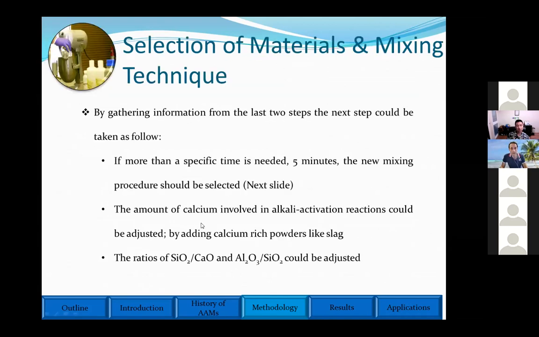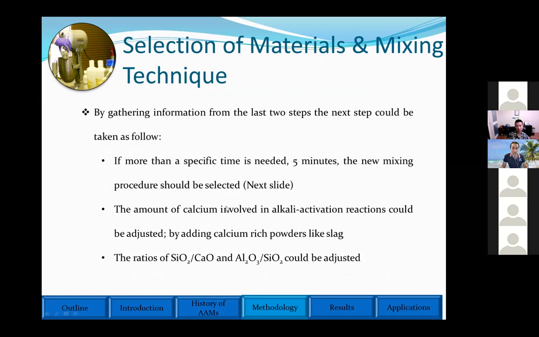And then by gathering the information from the last two steps that I mentioned, we could step further to the next steps. If more time is needed, because we understand that we need separate phases for the introduction of the chemicals, chemical one and chemical two, we can adjust the timing. If we need more time, it doesn't matter. We just wait more for the chemicals. For chemical one, that is sodium hydroxide, for 5 minutes, more than 5 minutes, or whatever we need, and then introduce the rest of the ingredients.